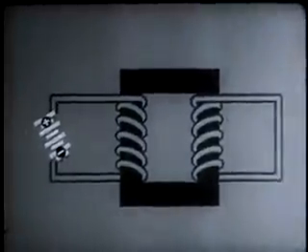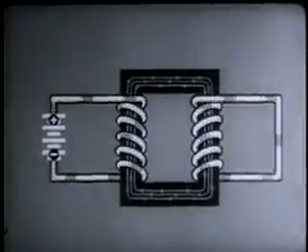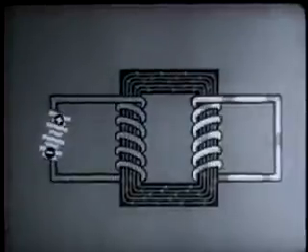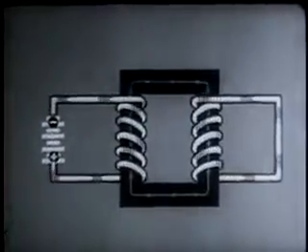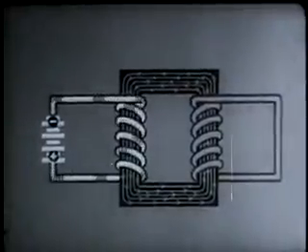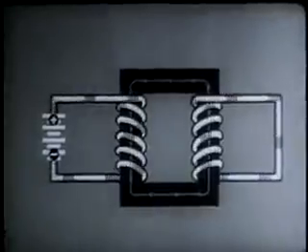Now let's consider alternating current. We'll first give you an idea of how it works by sending direct current through the coil. First in one direction, then in the other. Notice that the induced current in the second winding reverses each time the supply current is reversed. Now let's speed it up.